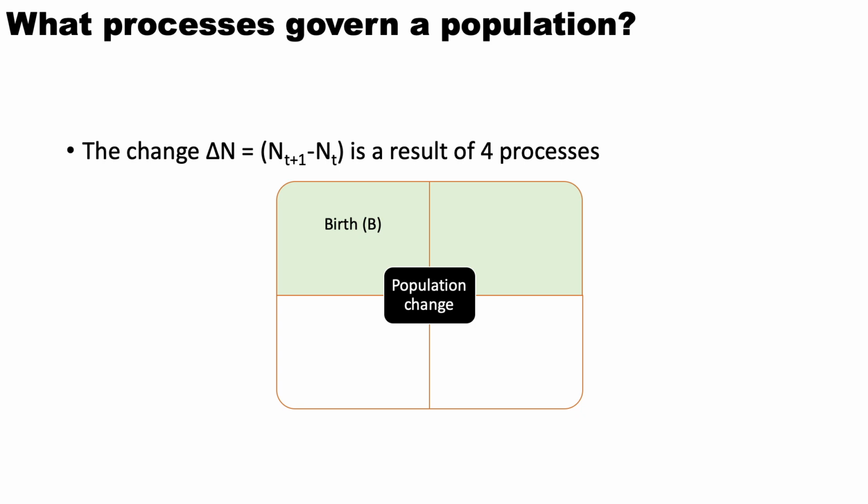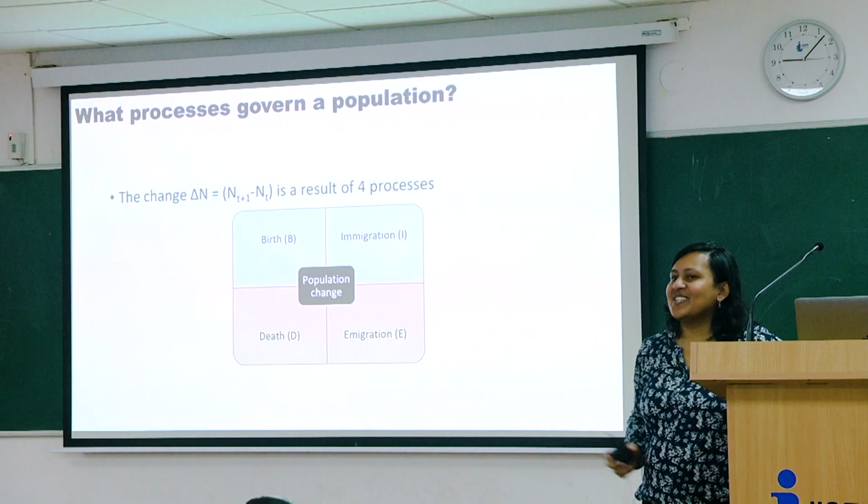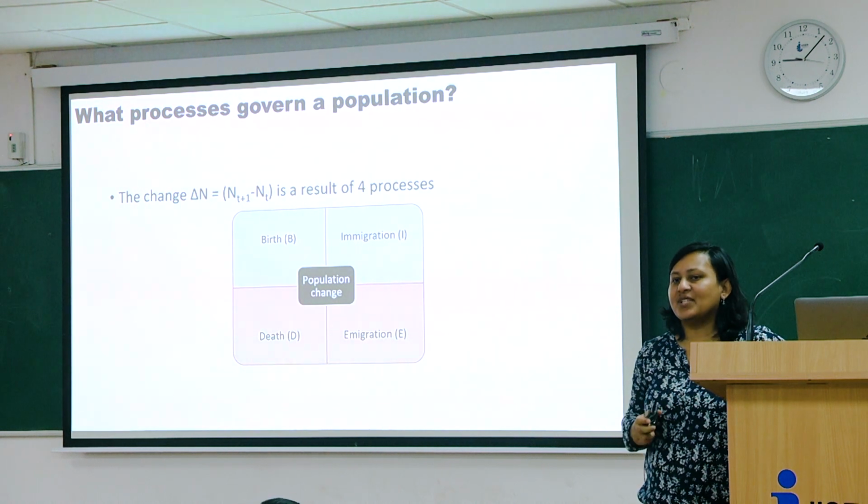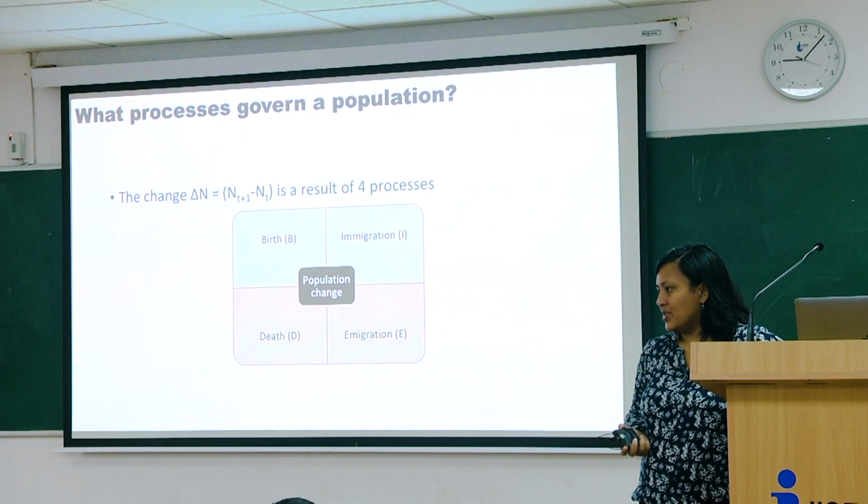Births add to the population. Then there is immigration, which is the addition of individuals coming from outside the area that you are interested in. Then there are deaths, and then there is emigration. So these are the four processes. Often this is called the BIDE model, BIDE. These are the four processes which cause changes in a population over time.